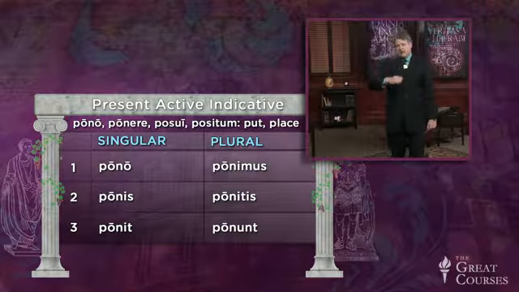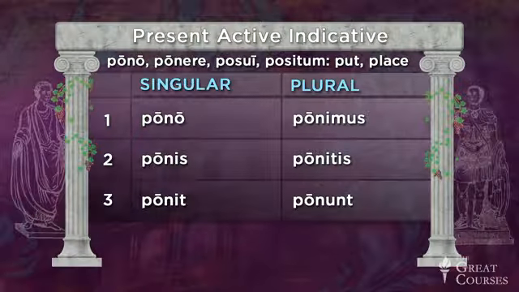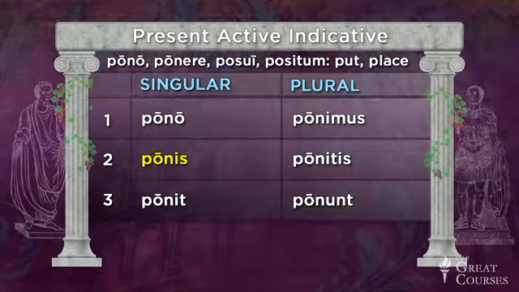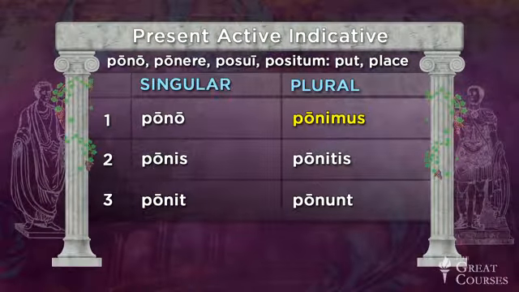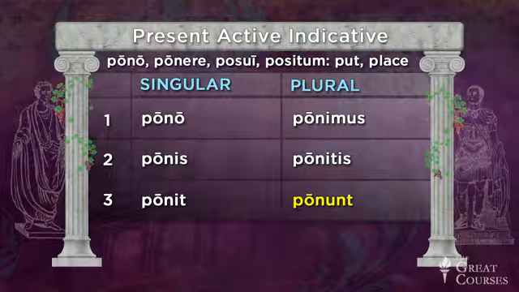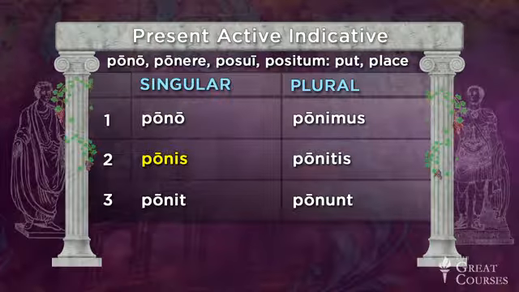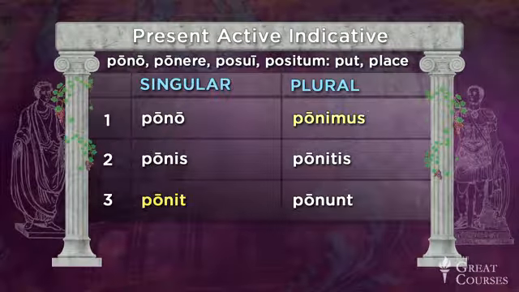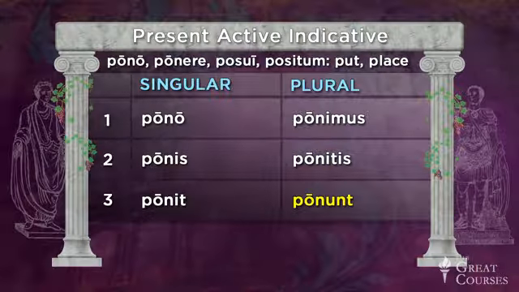Let's do this together on the count of 3. Unus duo, tres. Pono, ponis, ponit, ponimus, ponitis, ponunt. Iterumque quaeso. And again, please. Pono, ponis, ponit, ponimus, ponitis, ponunt.